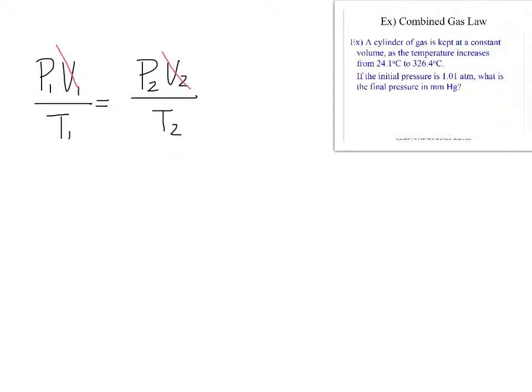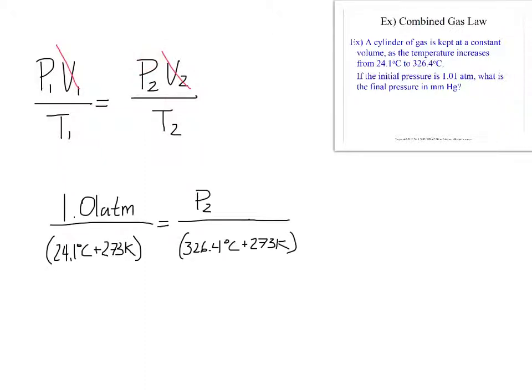And so the equation that we're left with is P1 over T1 equals P2 over T2. So now we can take some values and plug those in there. The initial pressure is 1.01 atmospheres, and so that would be our P1. And then the temperature goes from 24.1 to 326.4. We can convert that to Kelvin, and that would be T1 and T2 respectively. We need to find P2 because that's the final pressure. So then here's our setup with our numbers plugged in.